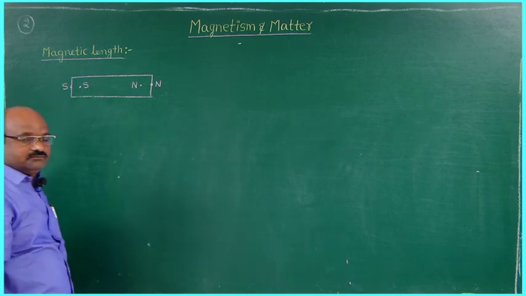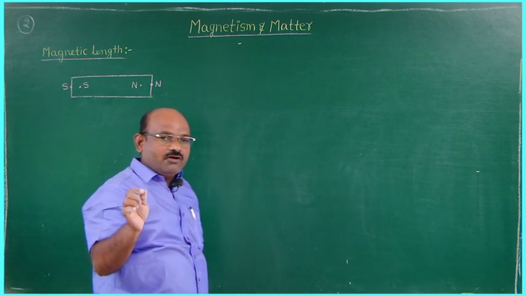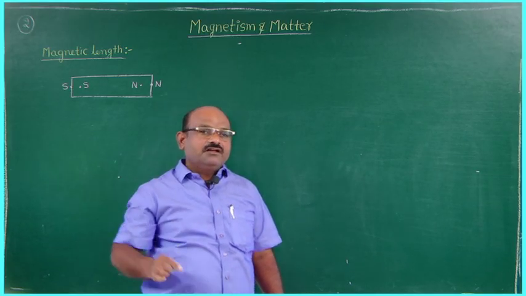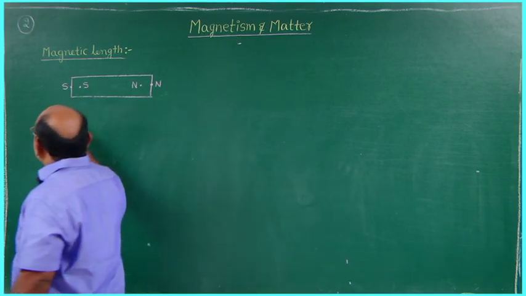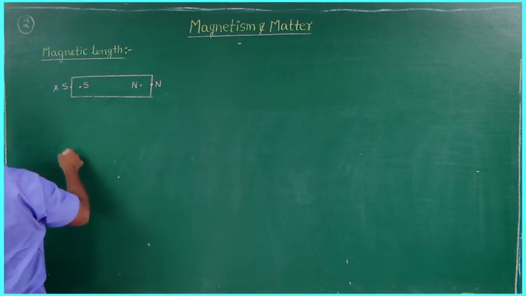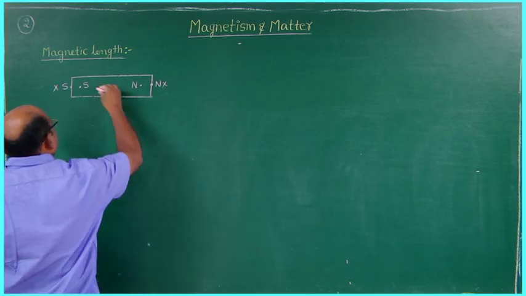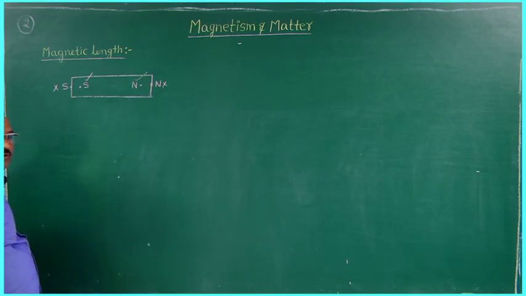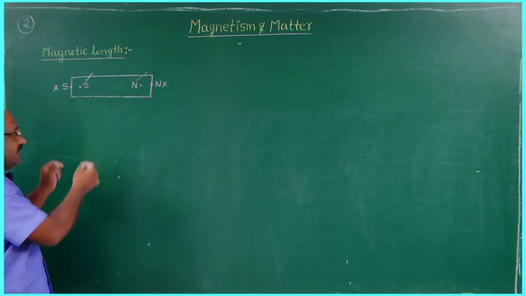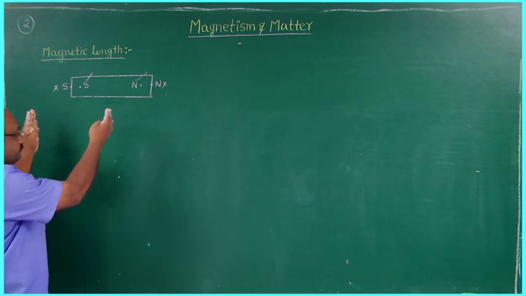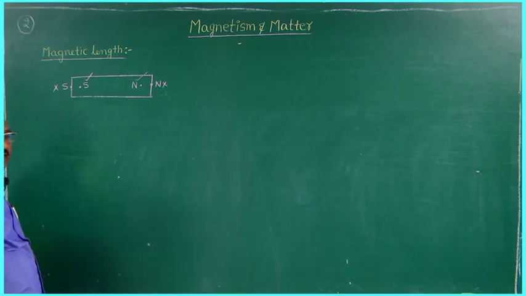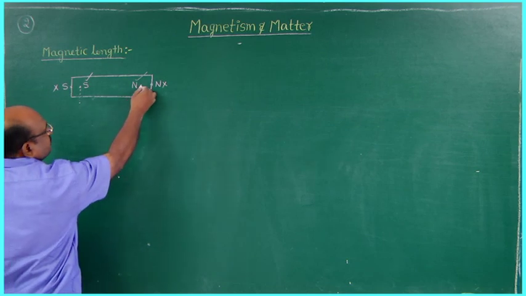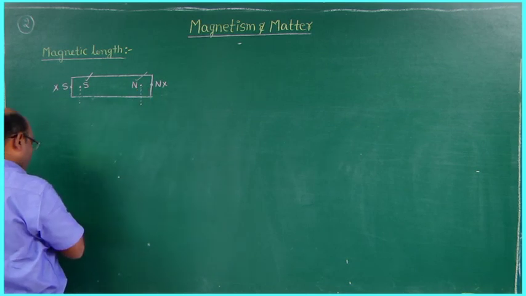Understood what I said? The position of the pole is not exactly at the end point of the magnet, it is just in front of the end of the magnet like this. So the poles are located just away from the end of the magnet. If you observe the diagram, this is the position of the south pole and this is the position of the north pole.